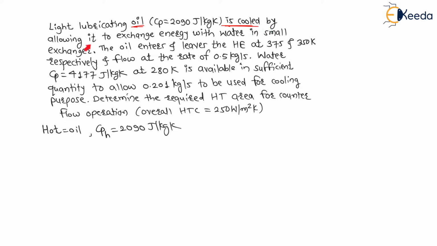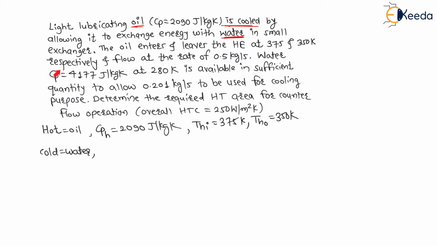Now it is cooled by allowing it to exchange energy with water. Now this oil is cooled by allowing energy to exchange with water, means water is a cold fluid. Therefore whatever property is given for water is for cold fluid only. Then in a small heat exchanger, the oil enters and leaves the heat exchanger at 375 and 350 Kelvin. Now here inlet and exit temperatures of oil are given, means hot fluid inlet temperature Thi is 375 Kelvin and the hot fluid exit temperature Tho is 350 Kelvin.